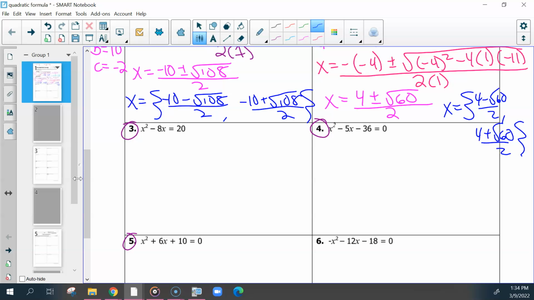This next one we're going to simplify more because it's going to have an actual perfect square. Before we do anything, we need to make sure 20 is on the other side so that this equals 0. We're going to move it to the other side by subtracting. So x squared minus 8x minus 20 equals 0.